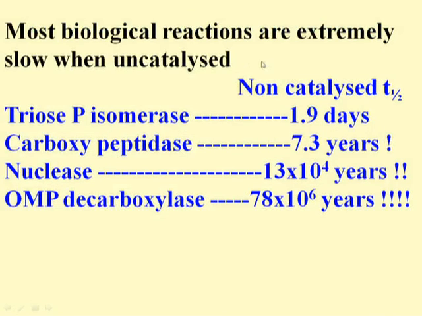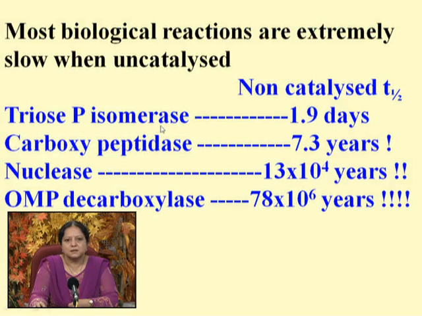Most biological reactions are extremely slow when uncatalyzed. For example, take a simple glycolytic enzyme, phosphate isomerase. When the reaction is carried out under uncatalyzed conditions, the T half, that is the time required for 50% of the reactants to get converted to product, is 1.9 days. This is pretty fast actually as compared to some other examples that are given here.